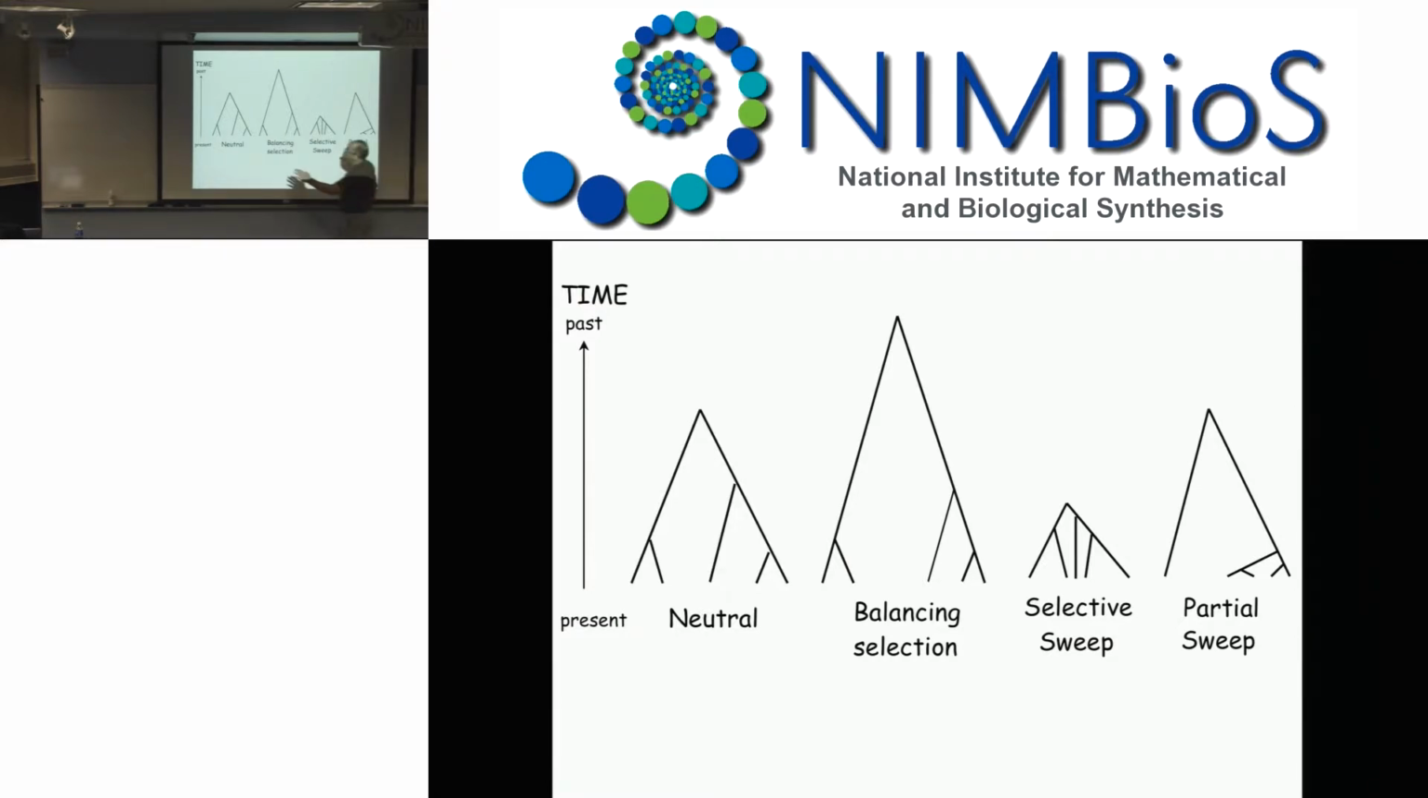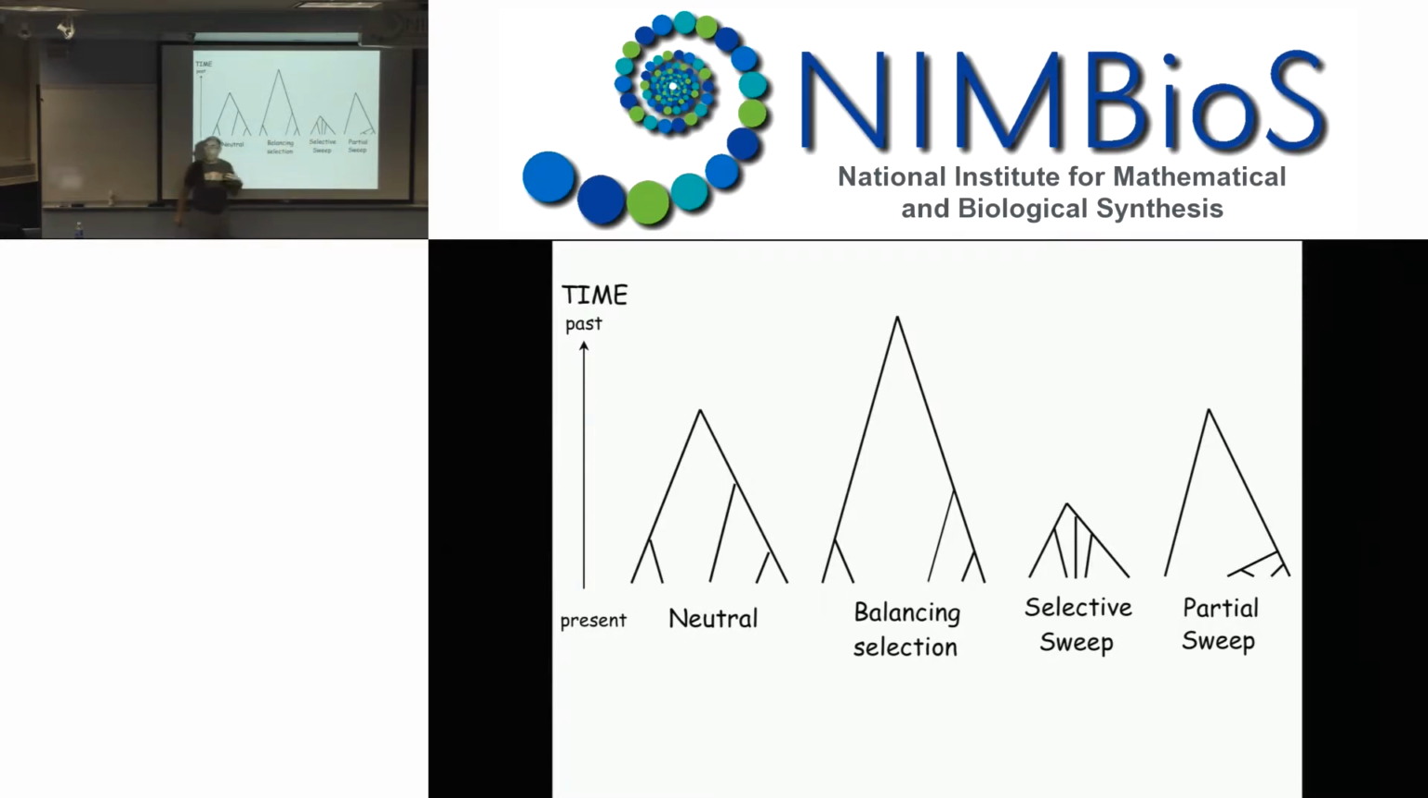But here's a neutral one. Here's balancing selection. The time back to common ancestry is deeper, and you see 2 different genealogies: a neutral genealogy for one allele, a neutral genealogy for the second allele. Balancing selection keeps both alleles around, so they're neutral down here, but then they go back to the deeper common ancestor. Under a sweep, I've got a shorter time, and the nodes are much more compressed. Under a partial sweep, some of the alleles have swept through or are undergoing selection, others haven't.